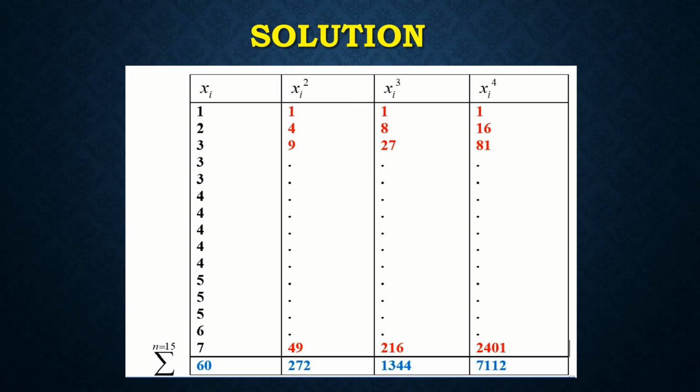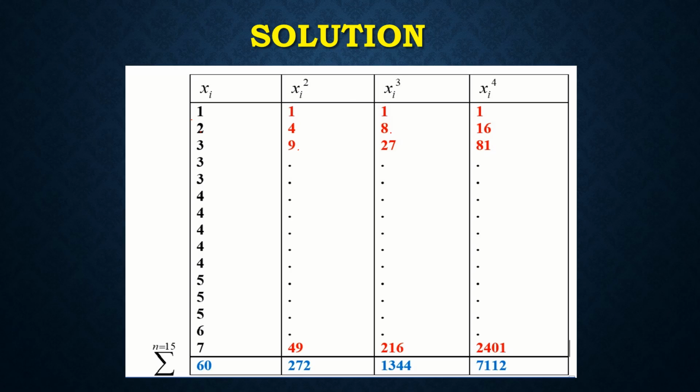So we construct a table with 4 columns. The first column, the data xi, the second column x power 2, the third column x power 3, the fourth column x power 4. For x power 2, we square each value: 1 squared equals 1, 2 squared equals 4, 3 squared equals 9, and so on. Cube, x power 3: 1 cubed equals 1, 2 cubed equals 8, and so on. X power 4: 1 power 4 equals 1, 2 power 4 equals 16, 3 power 4 equals 81, and so on.